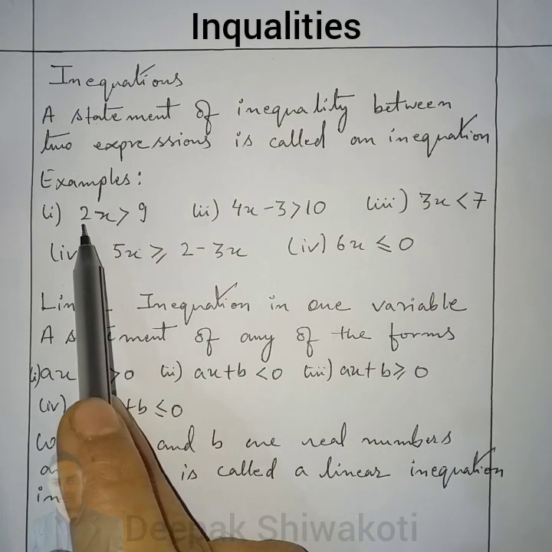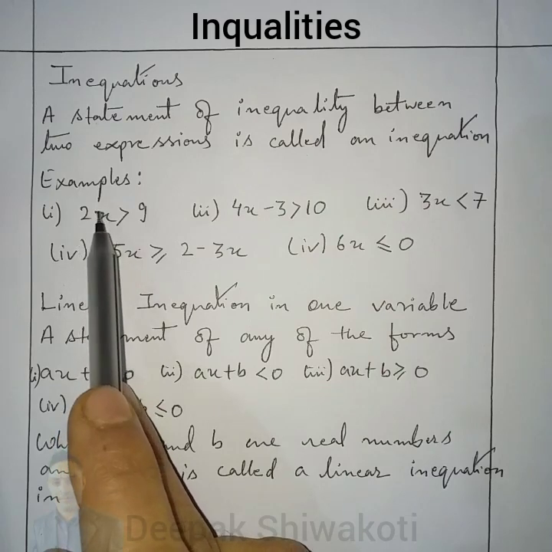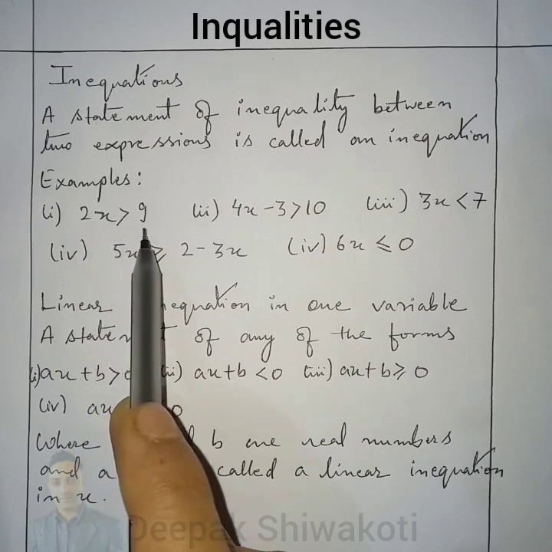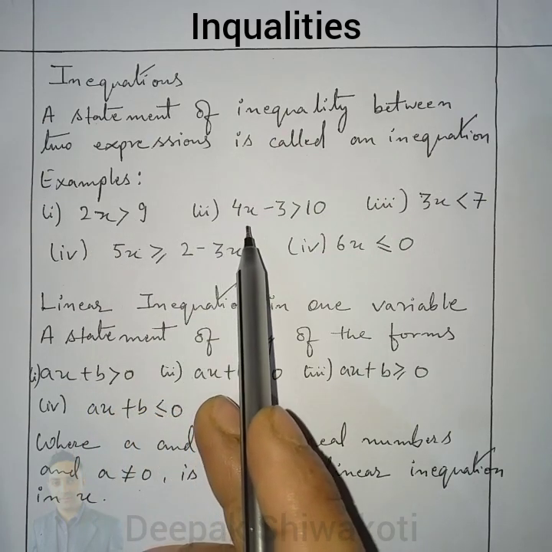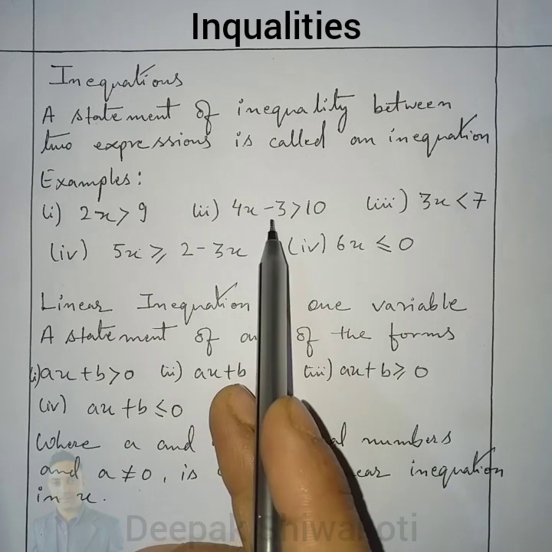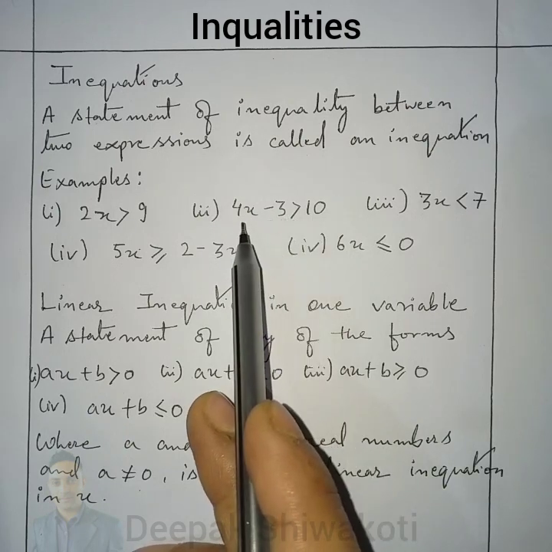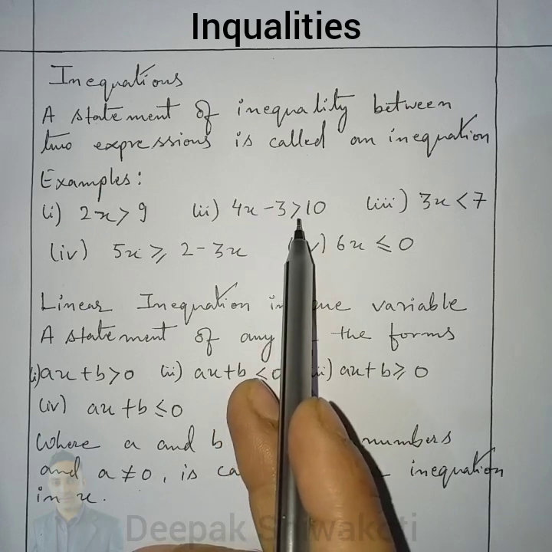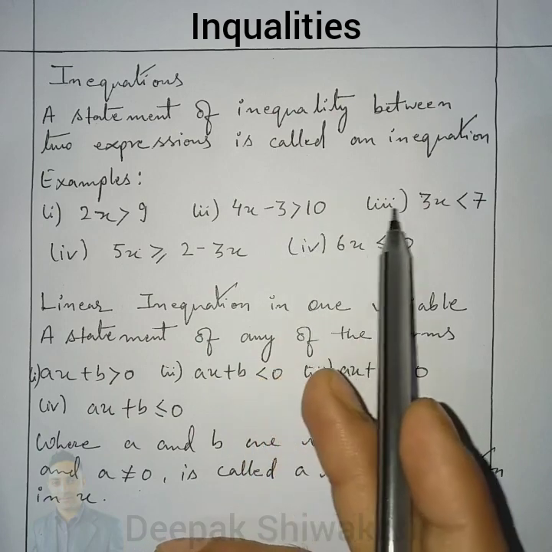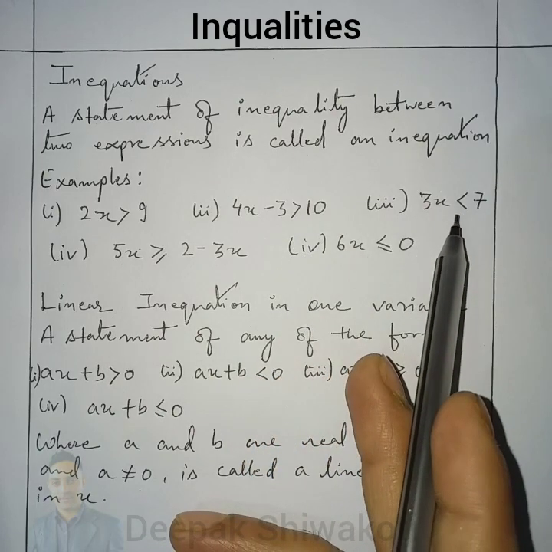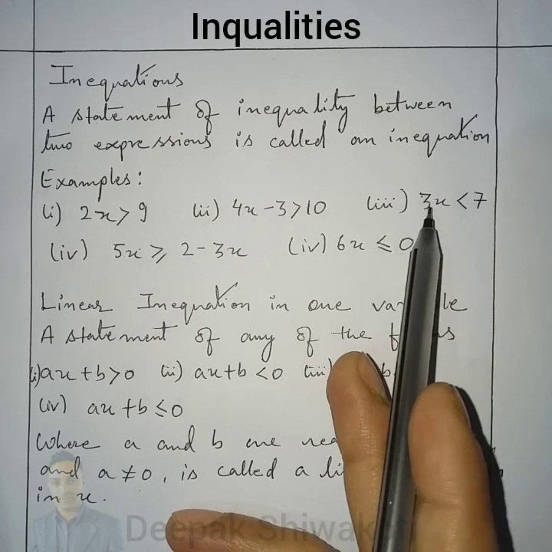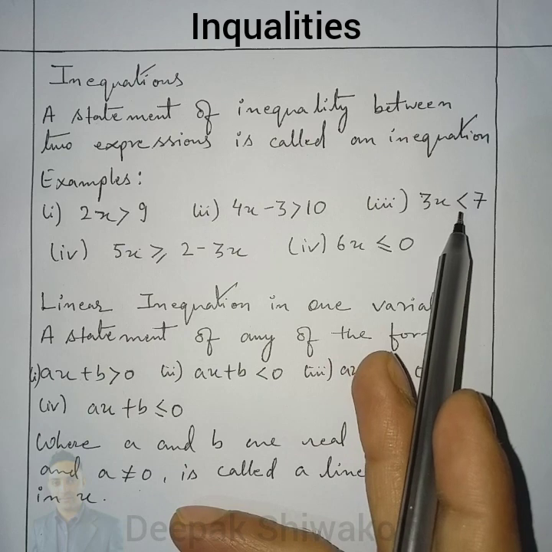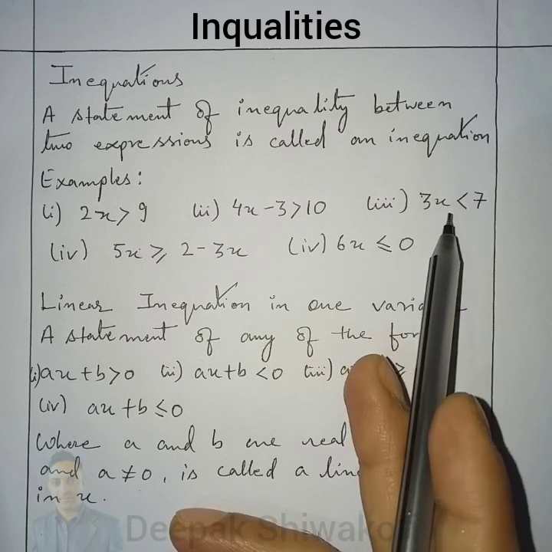If here a is 2 and this becomes 0, then this quantity will become 0. Here, 0 greater than 9, which is an invalid statement. Here this quantity will become 0: 0 minus 3 greater than 10. That means minus 3 greater than 10, which is invalid. But here, 3x less than 7: if this becomes 0, then the statement is true, 0 less than 7, but it is not always true.